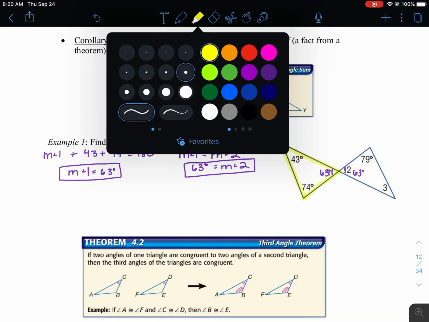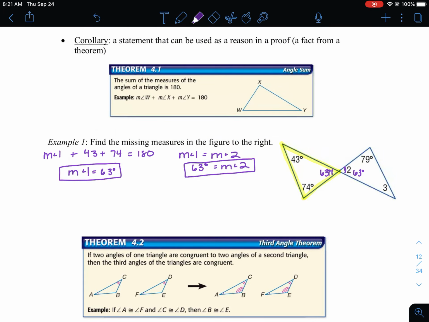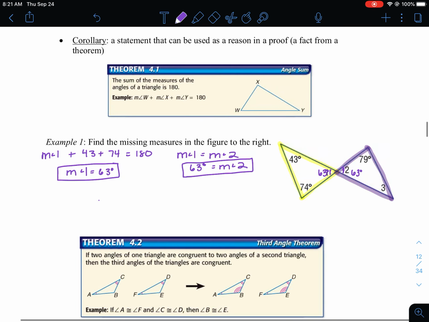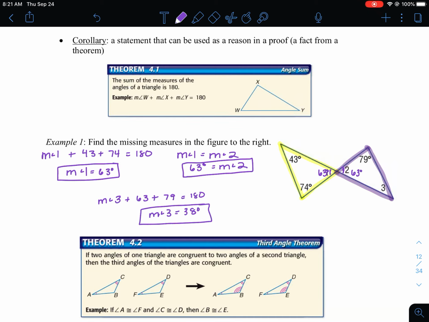And now if we go back to what we were saying at the beginning, we can find the measure of angle 3 now, because now I know 2 of the 3 angles of that triangle. So if I add them all up, I'll be able to find the third. So the measure of angle 3 plus 63 plus 79 is equal to 180. Subtract 79 and 63 from 180, and we get 38 degrees. So that was sort of like a mini puzzle to try to find all 3 of those angles.